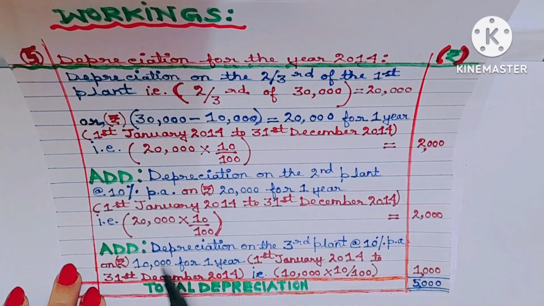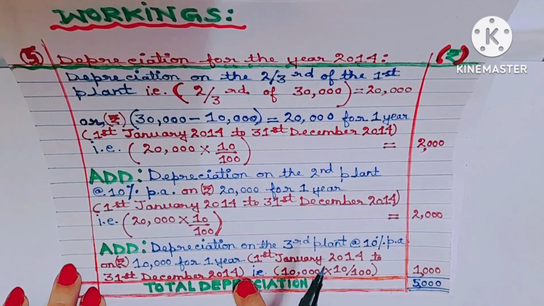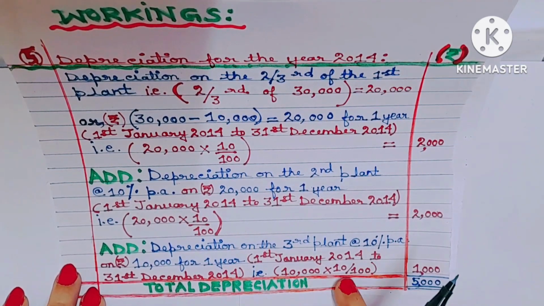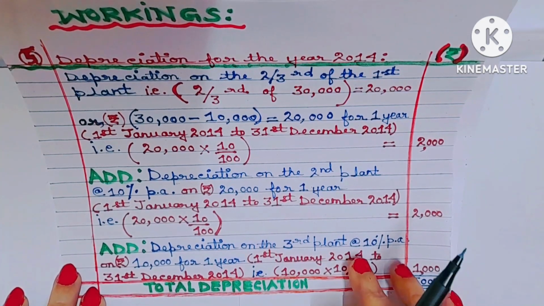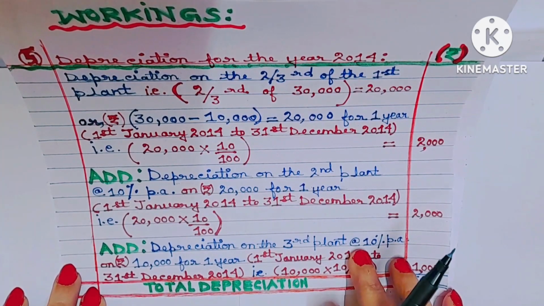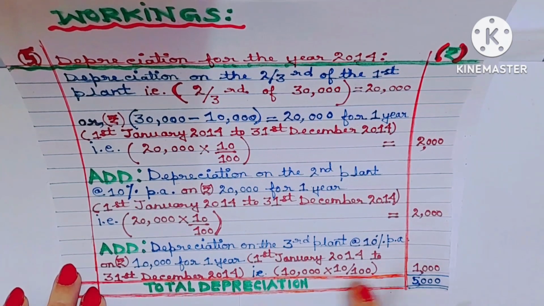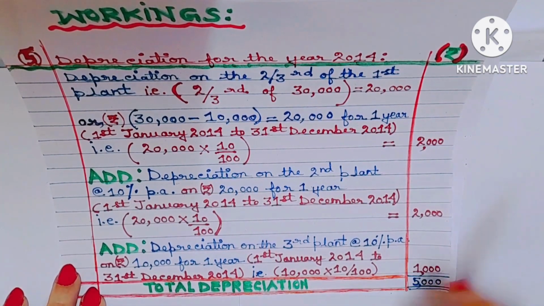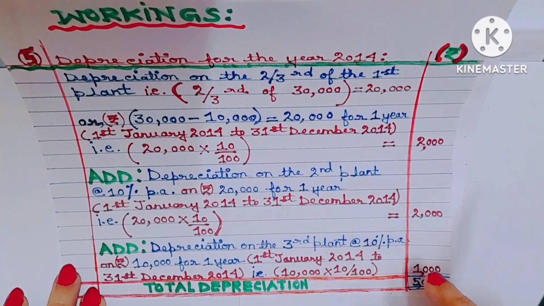Add depreciation on the third plant at the rate of 10% per annum on rupees 10,000 for 1 year. That is from 1st January 2014 to 31st December 2014. That is 10,000 into 10 by 100 for 1 year. We got to charge depreciation on the third plant also for the whole year, because the third plant was also in the business from the very first day, that is 1st January 2014. So 10,000 into 10 by 100 is equal to 1,000. So depreciation on the third plant for the year 2014 is 1,000.